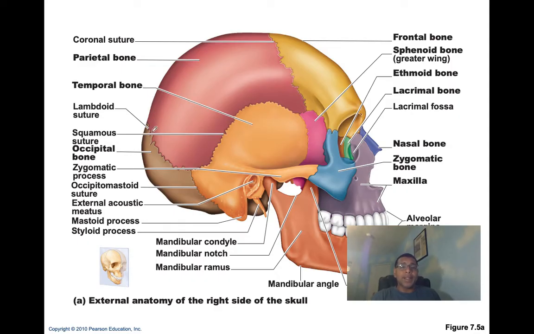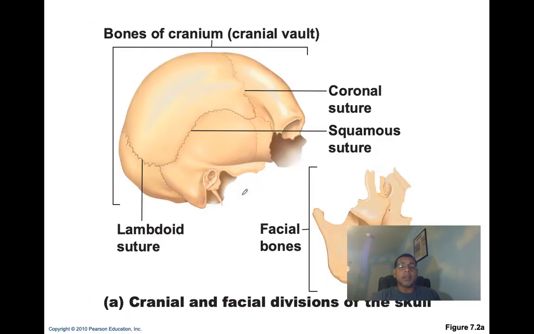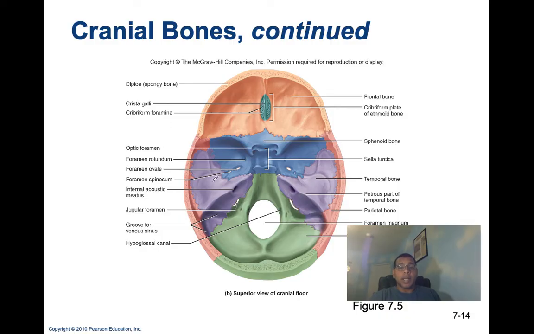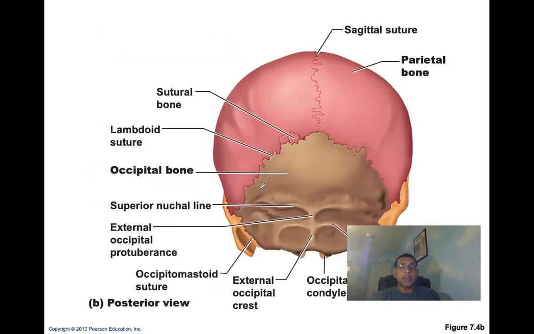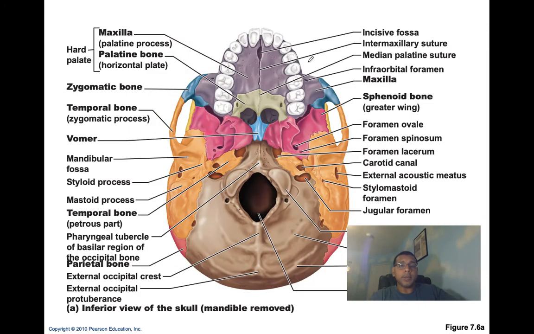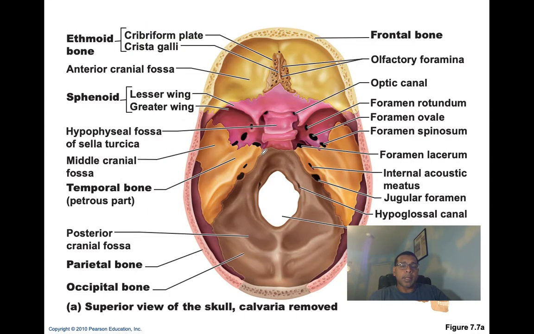Then back here we have the occipital bone. And the occipital bone, I want you to know, forms most of the skull's posterior wall and base. You can see that here. It makes its way all the way down, right inside of here. Making its way all the way down. Same thing you can see here.